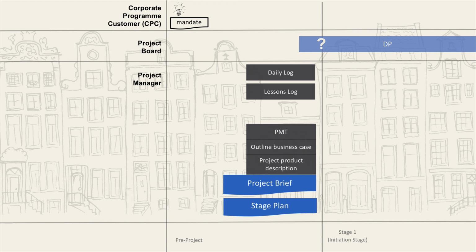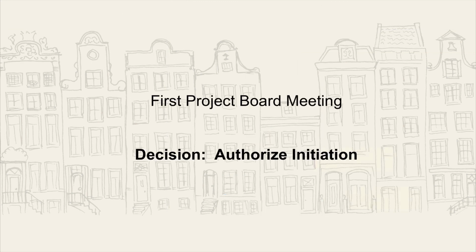So that means that the initiation stage or the planning stage will actually start. And actually, this is when the project really starts. So according to PRINCE2, the project starts after this first decision by the project board, and the decision is called authorize initiation.